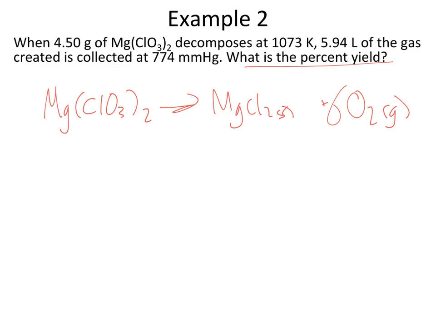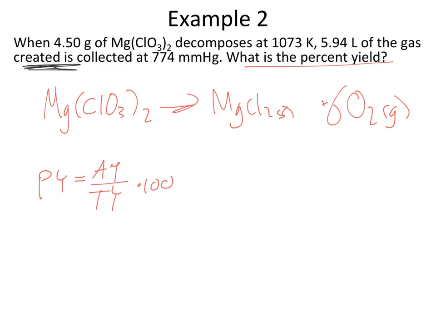Now it's asking for percent yield, so we have to go back and remember what percent yield is. Percent yield is actual yield divided by theoretical yield times 100 to get a percentage. Now, if you read the question, it says it decomposes at this temperature, and this many liters of gas is created.